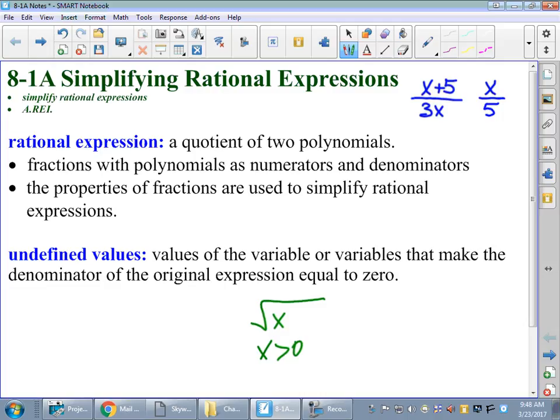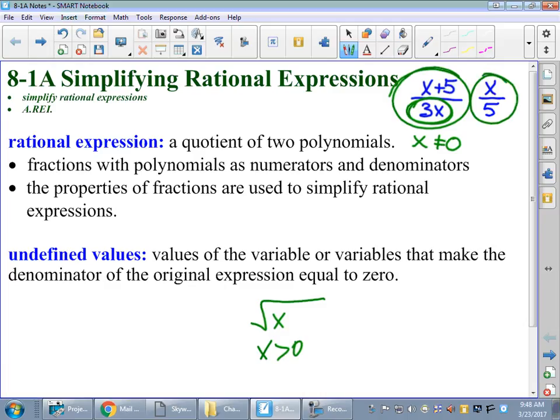In my example up above, with this 3x, the value of the variable that makes the denominator equal 0 would be 0. If I plugged a 0 in for x, multiplied it by 3, I'd get 0 in the denominator. So I would simply say x cannot equal 0. I'm telling you the undefined terms. There's no number there because you can't divide by 0. Whereas in this other example, there are no undefined terms because you can divide by 5.